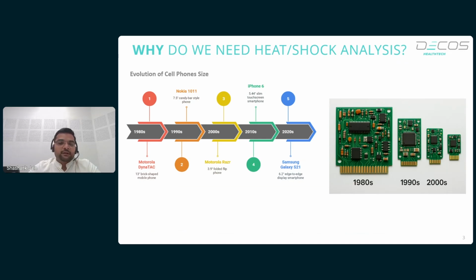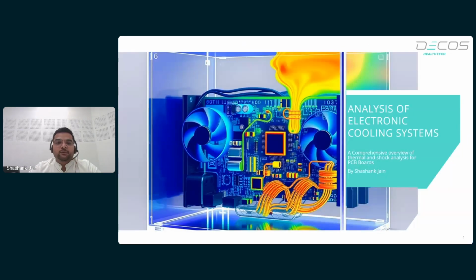Over the last 40 years, we have seen a remarkable reduction in the size of electronic devices, especially cell phones. If you follow the image on the left, you see the Motorola DynaTAC, which was used in the 1980s, at a size of 13 inches. It was a brick-shaped mobile phone, a larger one, and it was also heavy in weight.